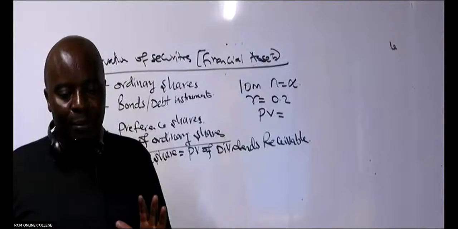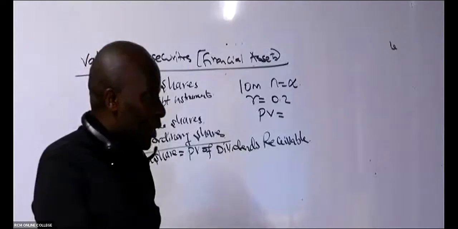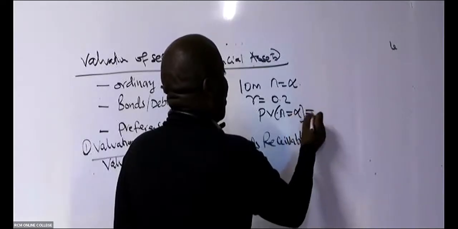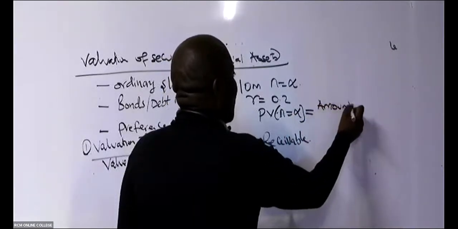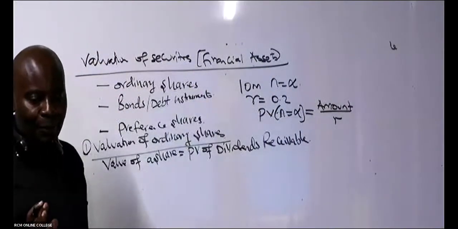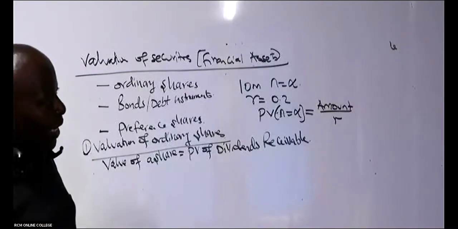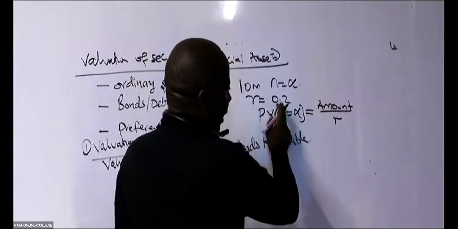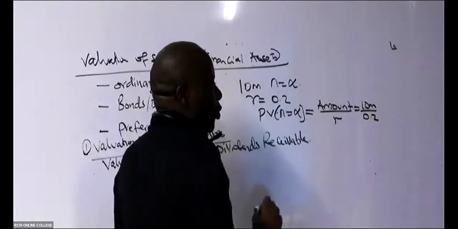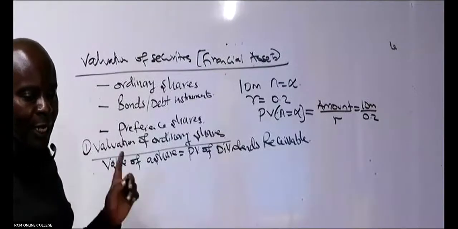Ladies and gentlemen, please remember very well that whenever you want to get present value when n is infinity, you will always take the amount and divide by R. So this will be 10 million divided by R, which is 0.2. So 10 divided by 0.2 will end up giving me 50 million.